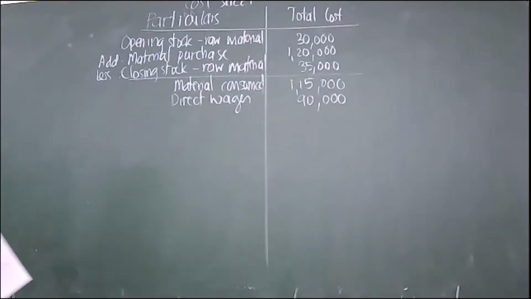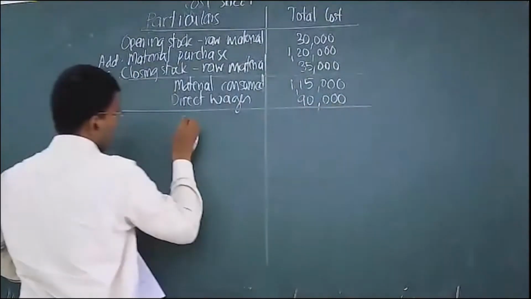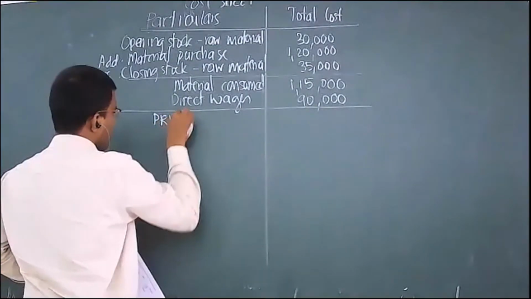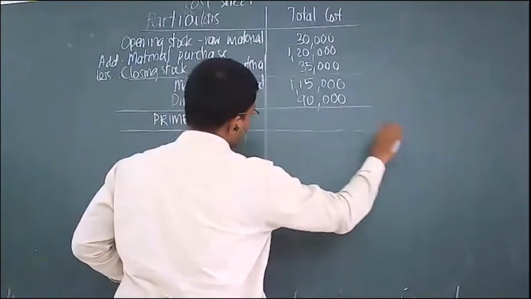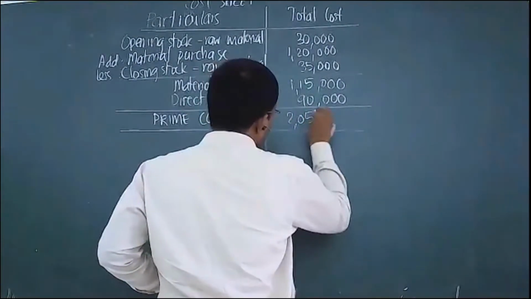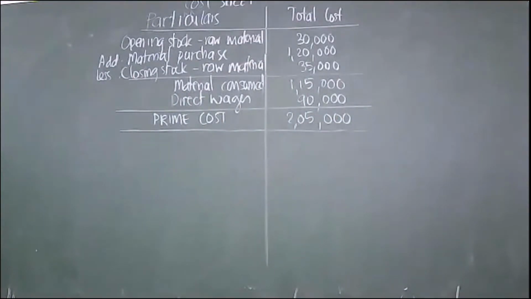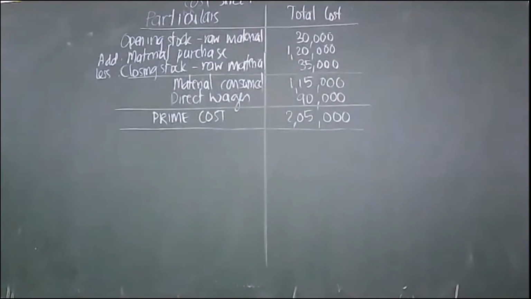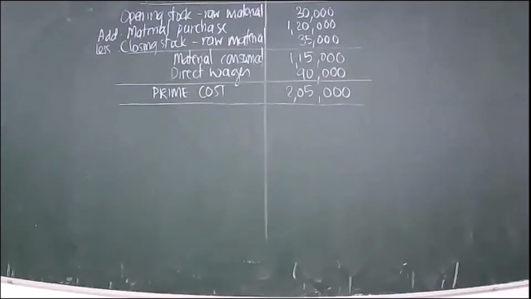So when we add materials consumed and direct wages, the resulting value that we get is called your prime cost. Now remember, prime cost is the sum total of all the direct expenses in your firm. And our prime cost is 2,05,000. Now, next step, we have to consider the factory overheads.